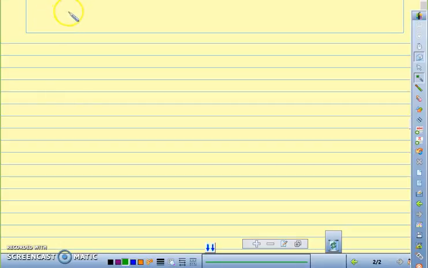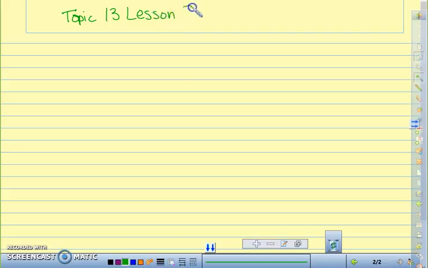Okay, so today we are going to be doing topic 13, lesson 3. And we're going to do some vocabulary terms, and remember you're taking these in your notes. We're going to do some vocabulary terms that are not in your book but that will be very important to you for this lesson and for all lessons. Hopefully you already know these, but we're going to go through these anyway.